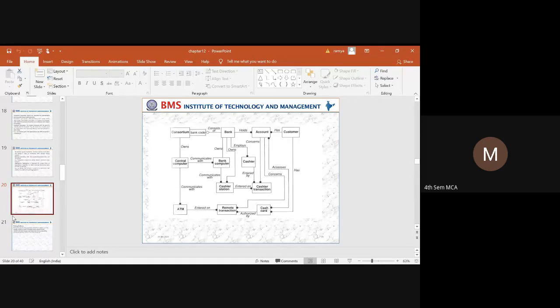Are you able to see the diagram? Can you see the diagram? Yes, ma'am. Okay.